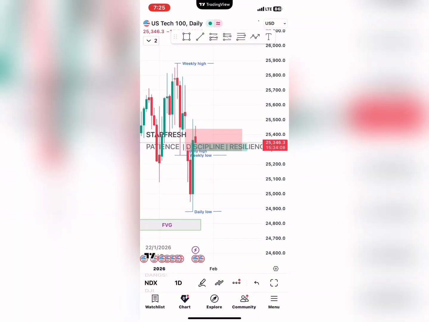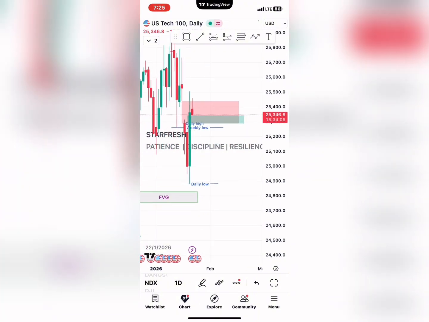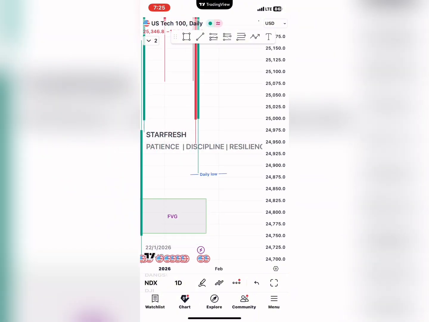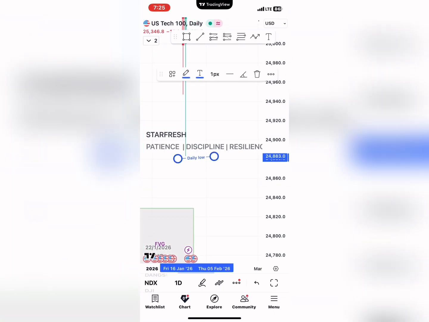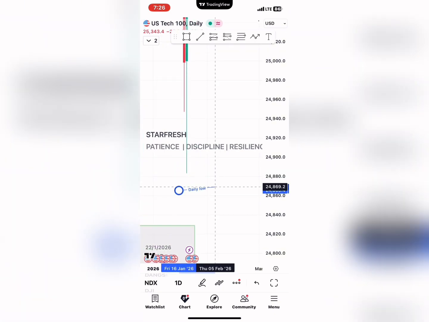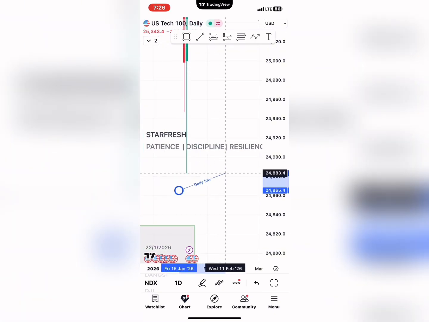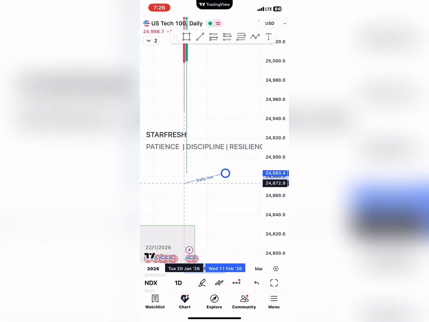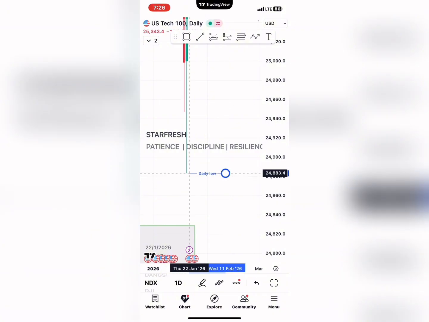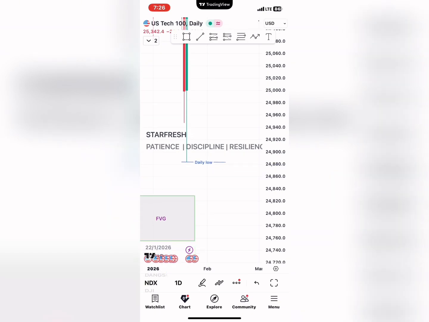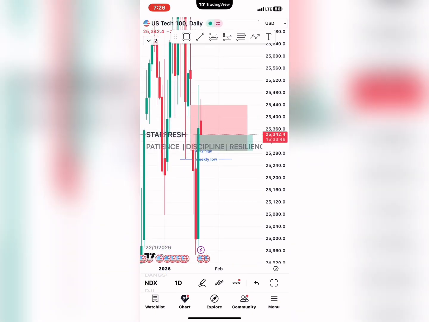So what you are first going to do is go to your daily time frame and mark your previous daily low and your previous daily high. See, I'm marking my previous daily low right now. Then you mark your previous daily high also.